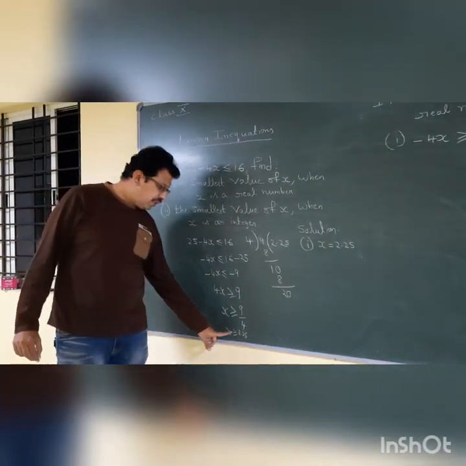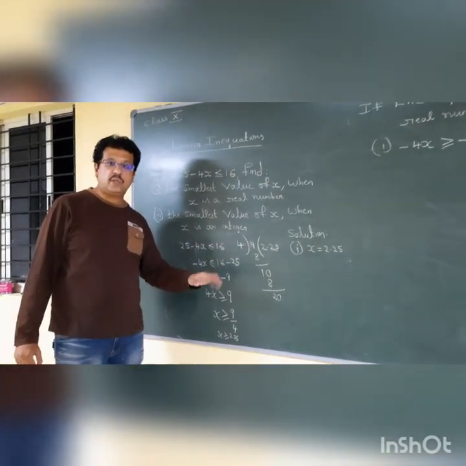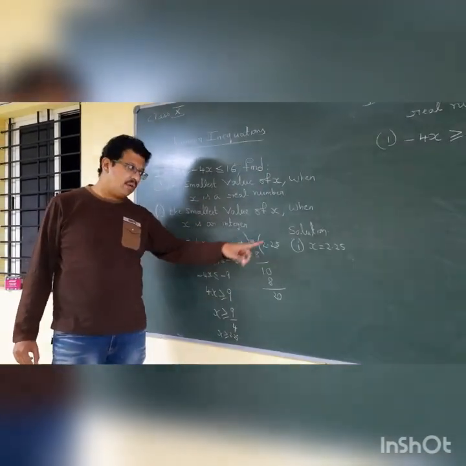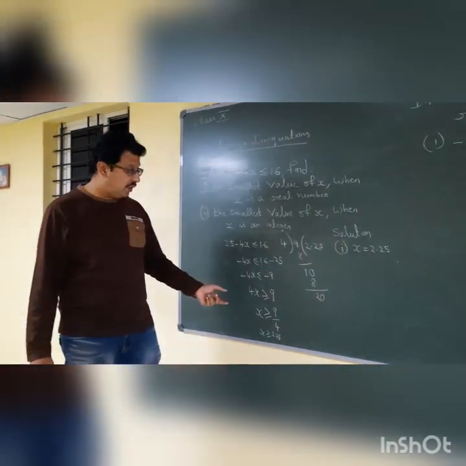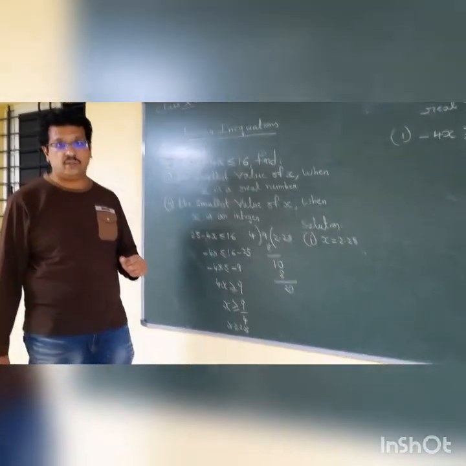So your answer has to be, it's the smallest they are saying, so greater than or equal to. We have to write x is equal to 2.25. So that is a very important step you need to understand, children.